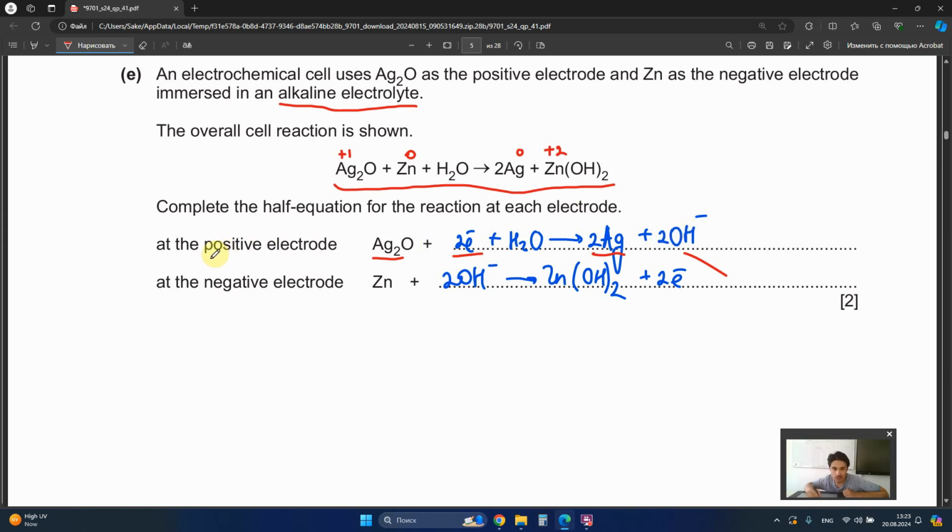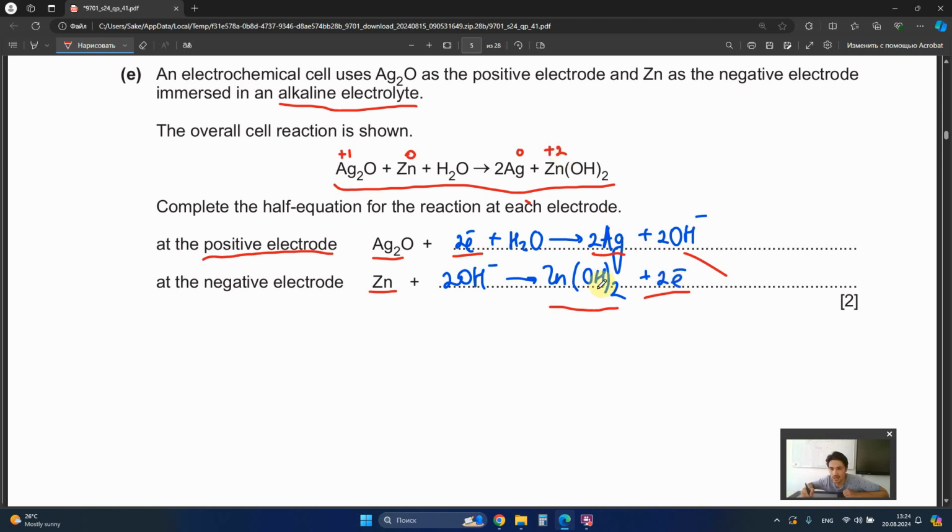And this reaction takes place at the positive electrode, which is the cathode. Next, we have to show what happens with zinc. So zinc turns into zinc hydroxide, which is shown here on the right-hand side. Then you also need to understand what is happening with zinc. So zinc gets oxidized, and oxidation is loss of electrons. We show them here. And one zinc atom needs two electrons to convert into zinc 2+ ions. We show them on the right-hand side.